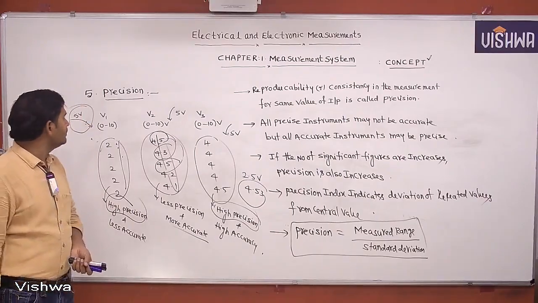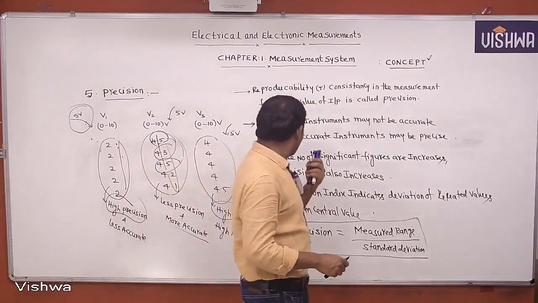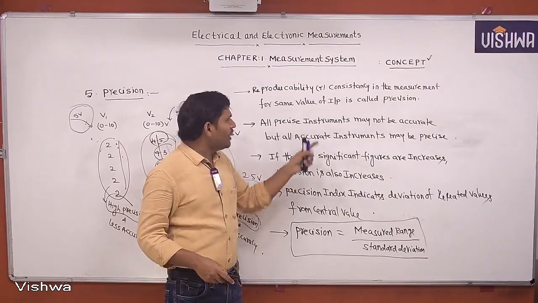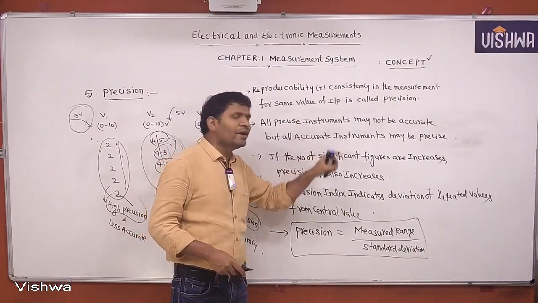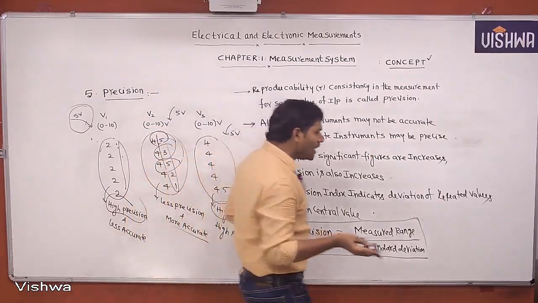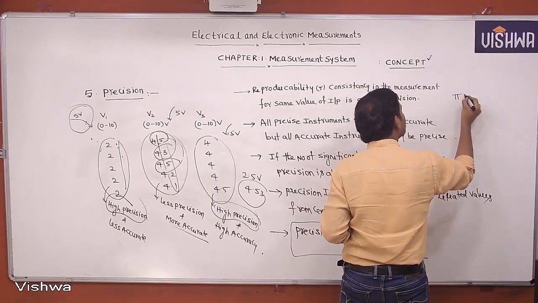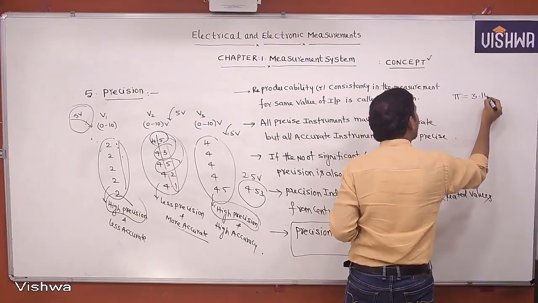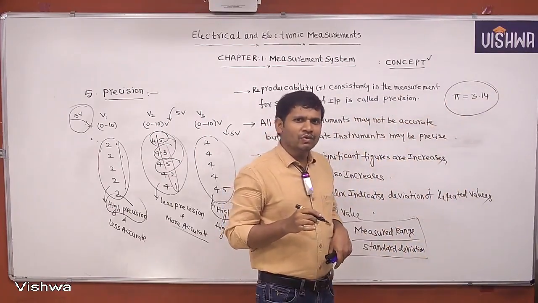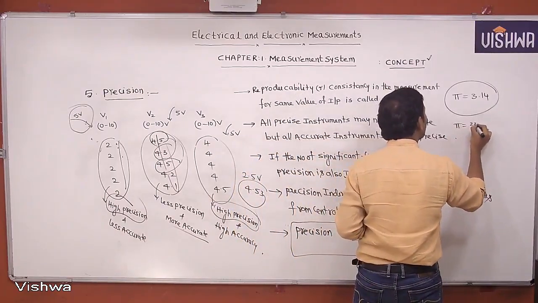Okay, this is about what exactly the precision of an instrument is. See, all precise instruments may not be accurate, but all accurate instruments may be precise. For this, I am giving one example. For example, you know this. What is the value of pi? Pi equals 3.14. Is it the exact value? No. The exact value of pi equals 22 by 7.